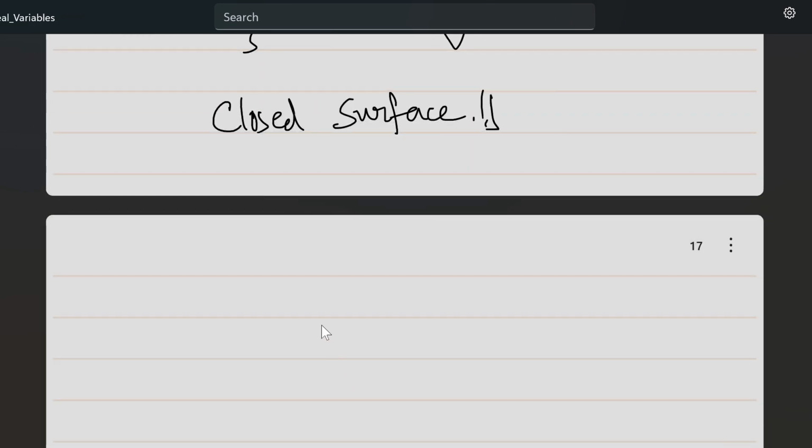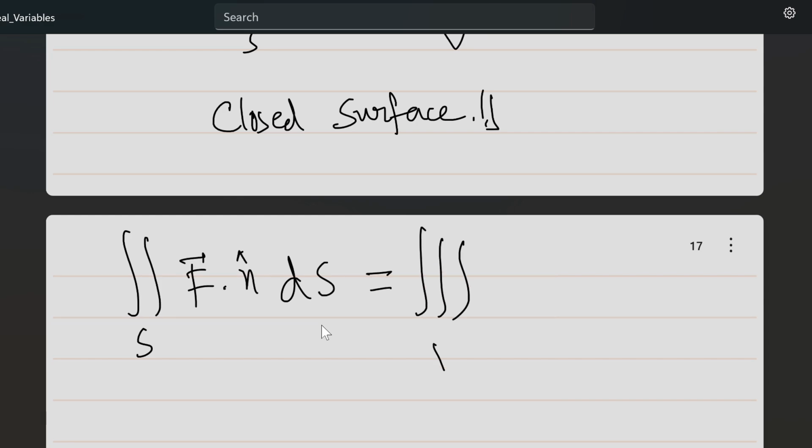So what is the formula? It says the surface integral over S of f dot n hat dS is equal to the volume integral of divergence of f dV. Volume integral means dV, dx dy dz, a triple integral. So you are converting a double integral to a triple integral, where V is the volume surrounded by the surface S, and S is a closed surface. You should always remember this.